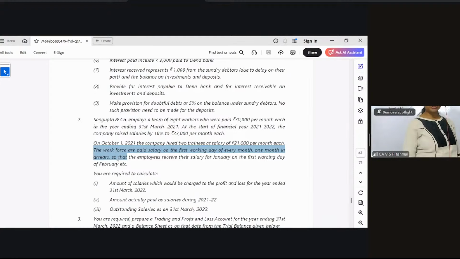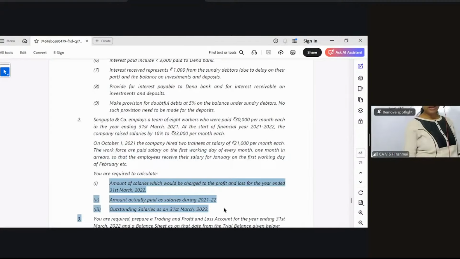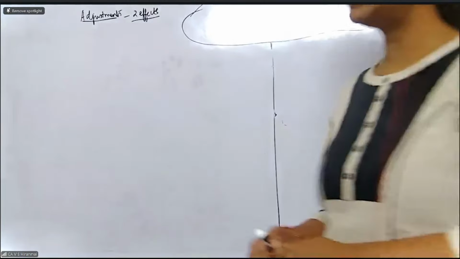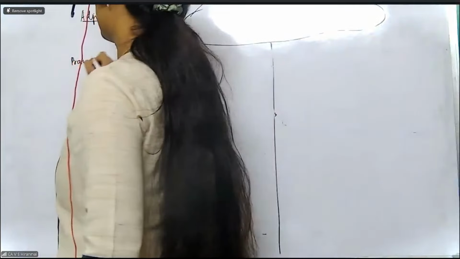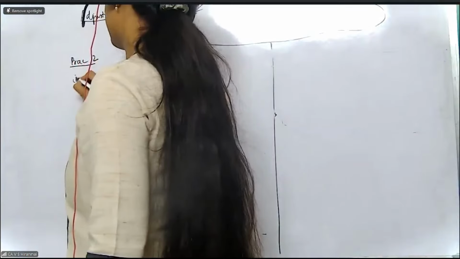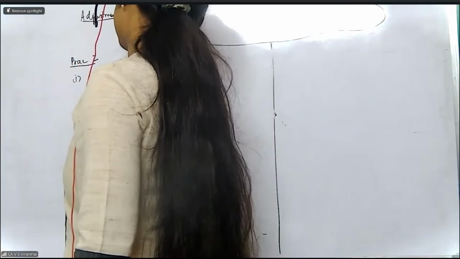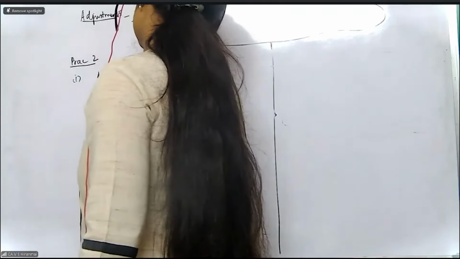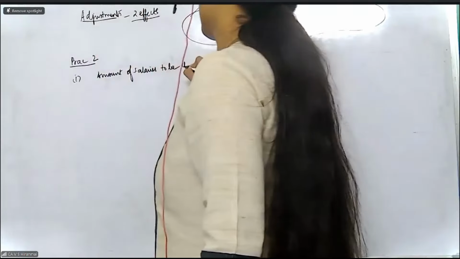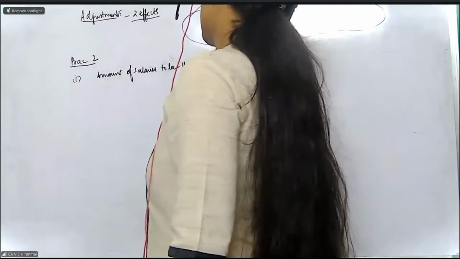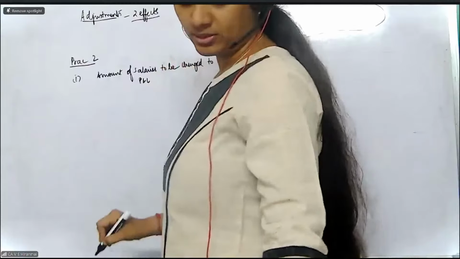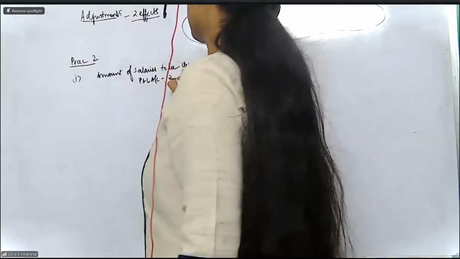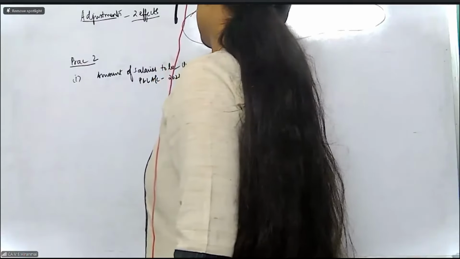You are required to find out 3 things. The first thing is very, very easy. Amount of salaries which will be charged to the P&L for the current period. Very, very easy. Practical question number 2. The first one: amount of salaries to be charged to the P&L account for the year 2021 to 2022.